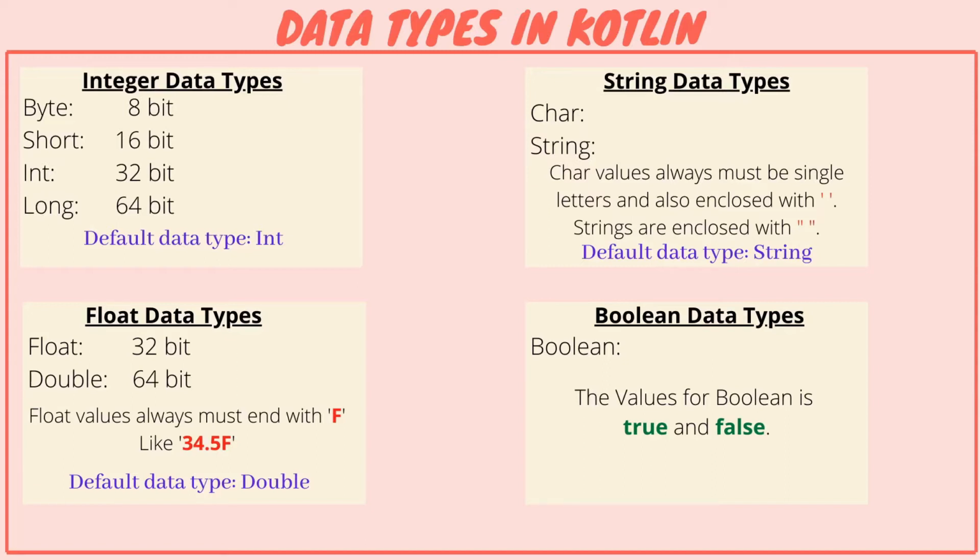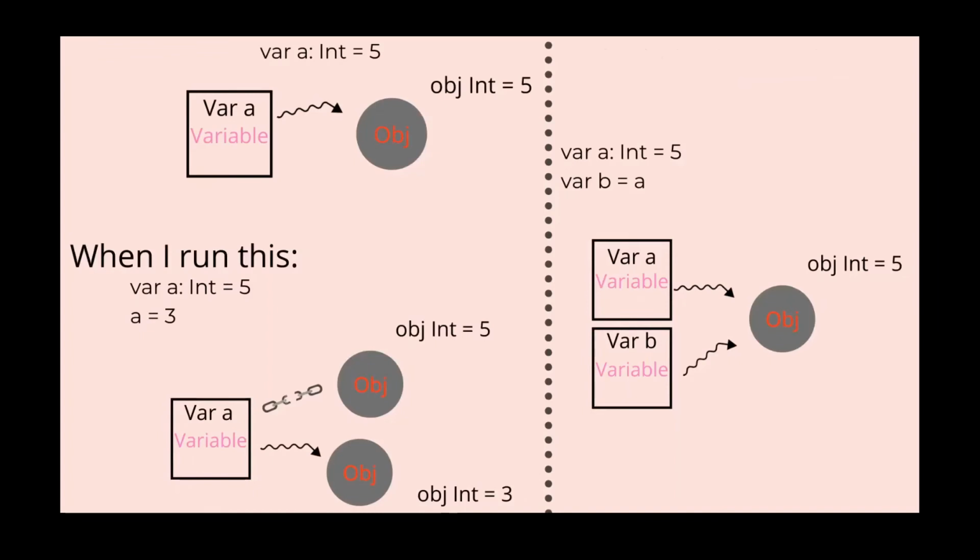Okay, so now let's look into another part. In Java, the numbers are primitives, so the variables hold the actual number itself, but that's not the case in Kotlin. In Kotlin, numbers are objects, and the variables don't hold the object but have a reference to the object.